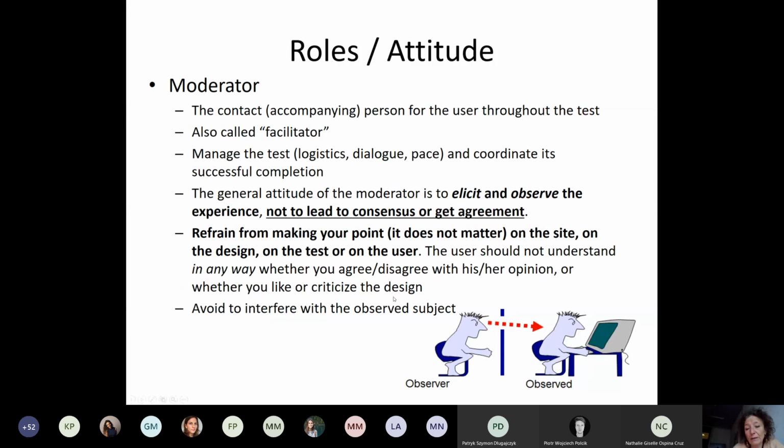It's important that the moderator is very neutral. The moderator will be you in your case. He or she must be neutral.